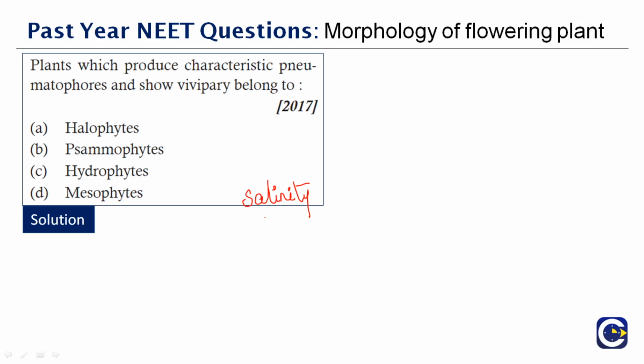So what happens here? The pneumatophores that it produces are breathing or respiratory roots which are found in halophytes like mangroves. Halophytes grow in saline swamps, therefore respiratory roots come out of the water and pick up the oxygen for respiration.